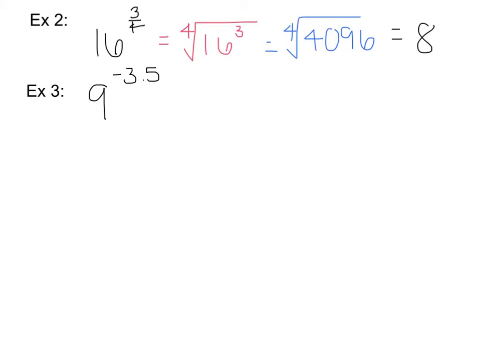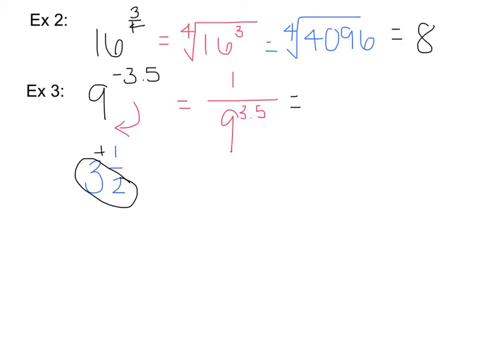Example 3 is 9 to the negative 3.5 power. So again, always make it positive first. So let's move it to the denominator. So it becomes 1 over 9 to the 3.5 power. 3.5 is the same thing as 3 and 1/2. So we multiply 3 times 2 and we get 6, and then we add the 1 and we get 7. So it's 9 to the 7/2 power over 1.